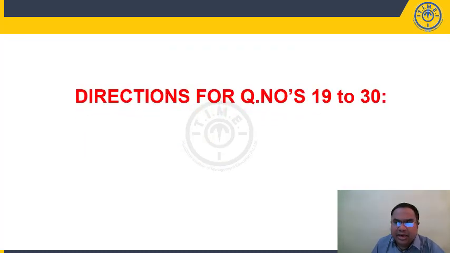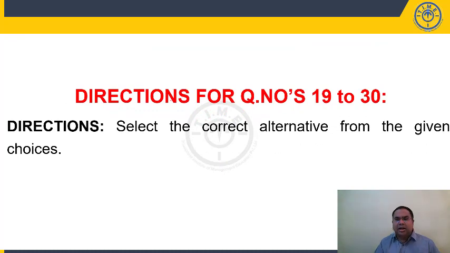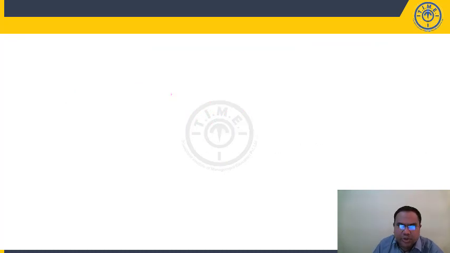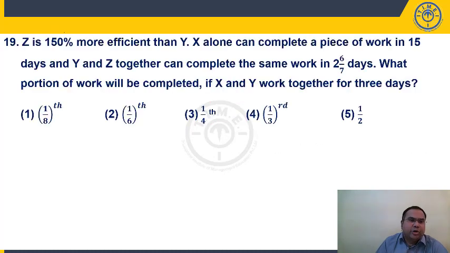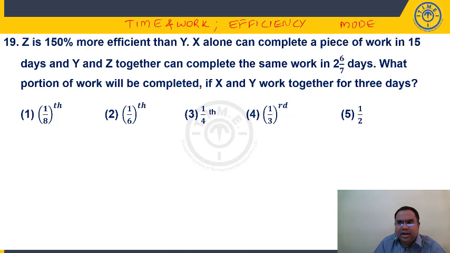Directions for question number 19 to 30. Select the correct alternative from the given choices. So these are individual questions. Question number 19, it is based on efficiency. There is your time and work efficiency. Maybe if you look at your prelim exam level, I can classify this question as not easy. I can say this as a moderate level of difficulty question.